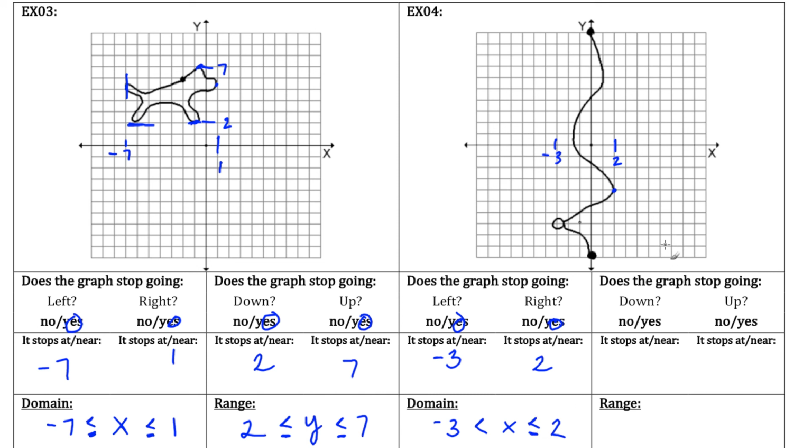And last part, does the graph stop going downward? Yes, right here at -10. Now going upward, yes, at +10. So all the y values are between -10 and 10. Write those a little closer to each other. Between -10 and +10. And it can be -10, and it looks like it can be +10. So equal to. And that is it.